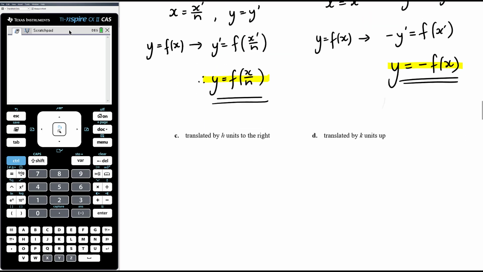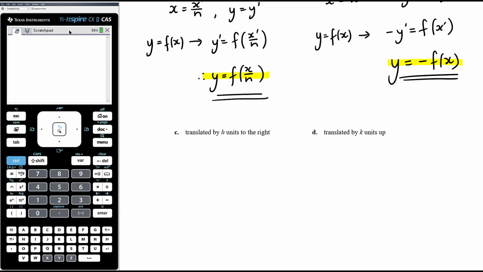Okay. Translation by h units to the right. So if we think about our point, we start with x, y, we translate it to the right, means we're going to be adding on to the x value. We want to take a point and move it to the right, we need to add, okay? And then this is the image of x, and this is the image of y, okay? So x dash equals x plus h, y dash equals y.